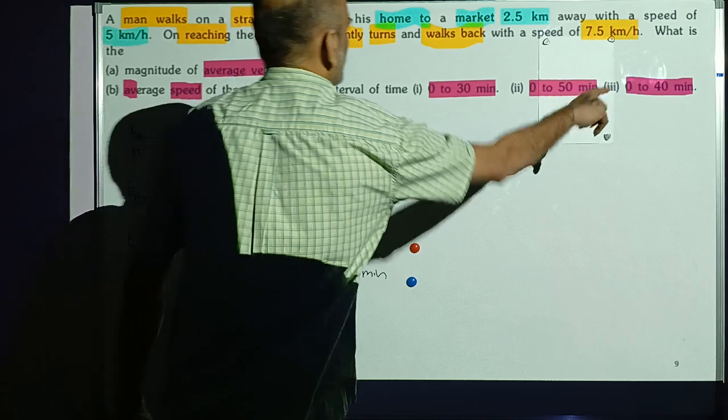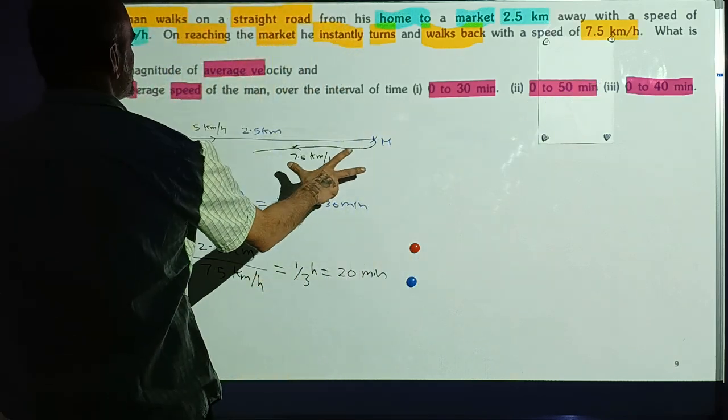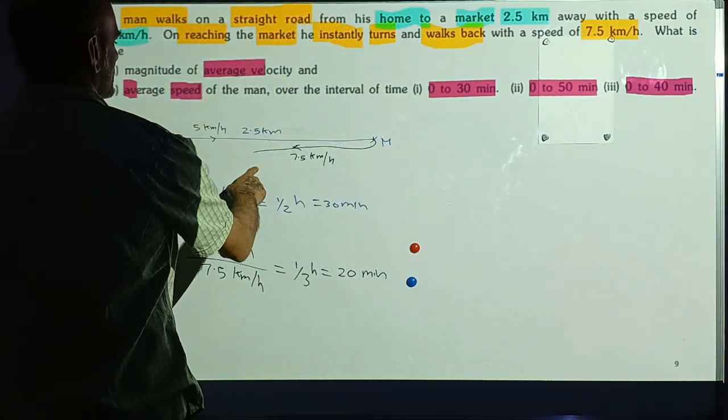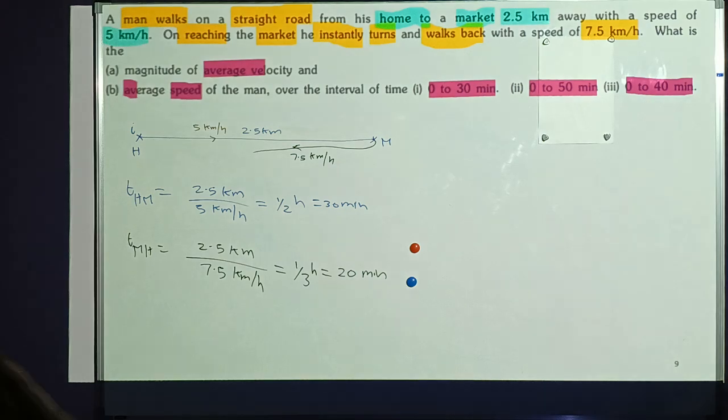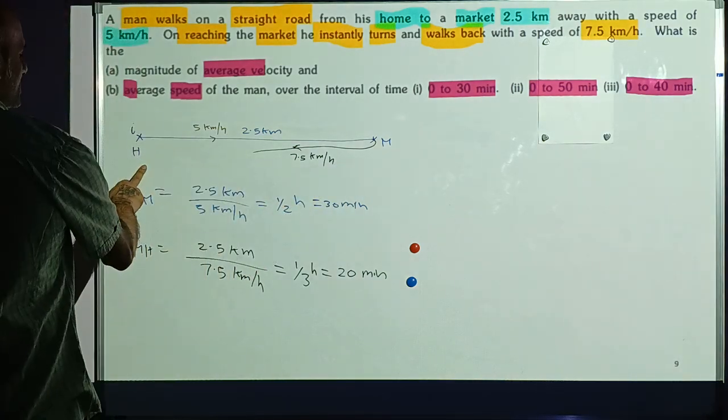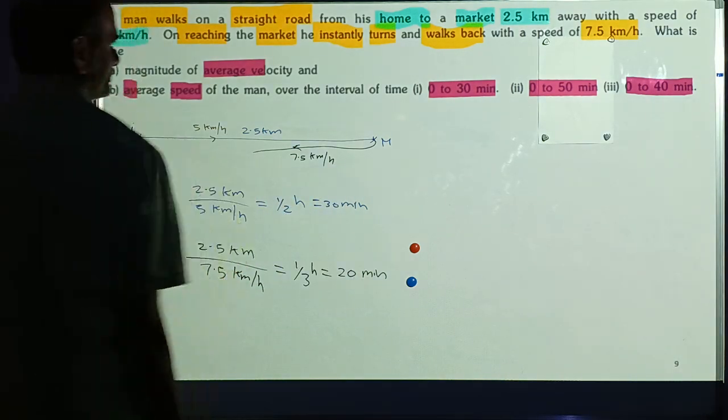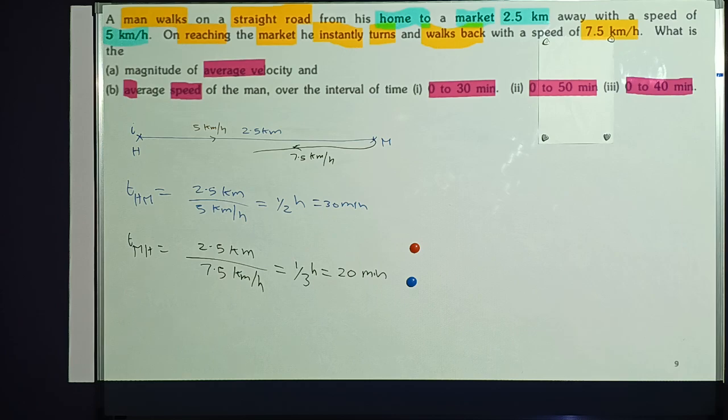Third part, 40 minutes. So 10 minutes he has covered from here to here. So he comes to the middle, because 20 minutes is needed to go from here to here on the return journey, so half the time will put him in the middle. Once you know the final positions of the three parts, the answers can be found.